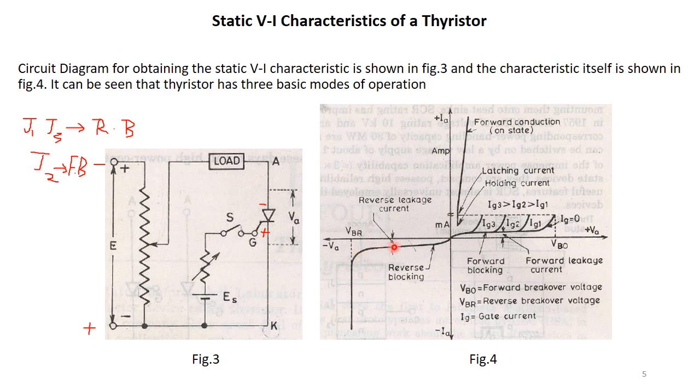Apart from this, we can see that when the value of the reverse voltage is less than VBR, the thyristor offers very high impedance in the reverse direction. Putting it simply, it is blocking the flow of current in the reverse direction.